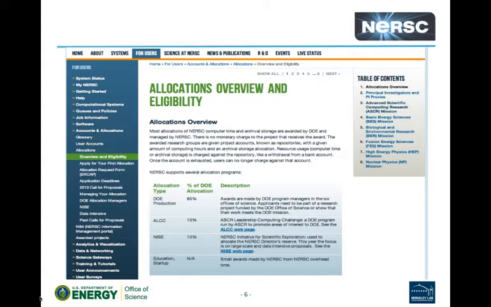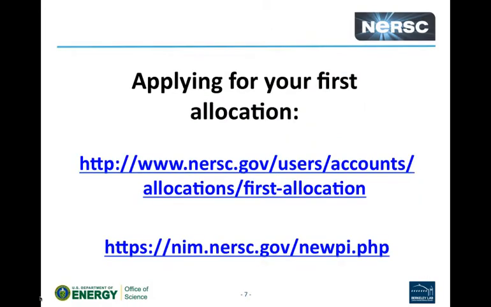Each project needs to have somebody identified as a principal investigator, also known as a PI. These are usually people who are already listed as the PI on a research grant. If you are new to NERSC and you want to become a NERSC PI, you should first read the instructions at www.nersc.gov/users/accounts/allocations/first-allocation. This will give you an overview of what you need to do to start your first allocation request.